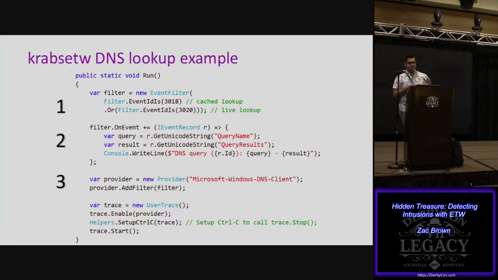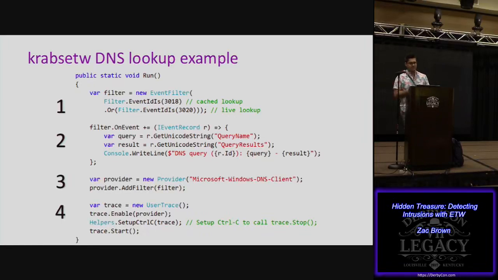At number 3, that's our provider object. And that provider object is not the provider itself, it represents the registration for a provider. And so in this case, the provider is called Microsoft-Windows-DNS-Client. And then we're going to add that filter we built in 1 and 2 to the provider object. And number 4 is easy. This is just creating the trace session. Then we're going to enable our provider on the trace session. And then we're going to set up an event handler so that we can handle calling trace.stop properly. And then we call start.